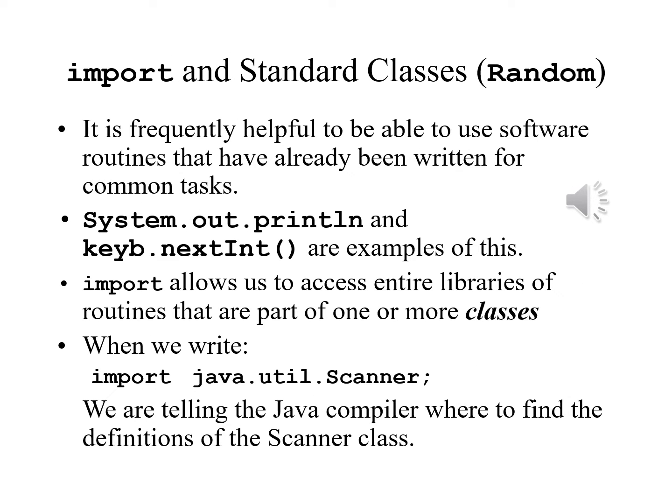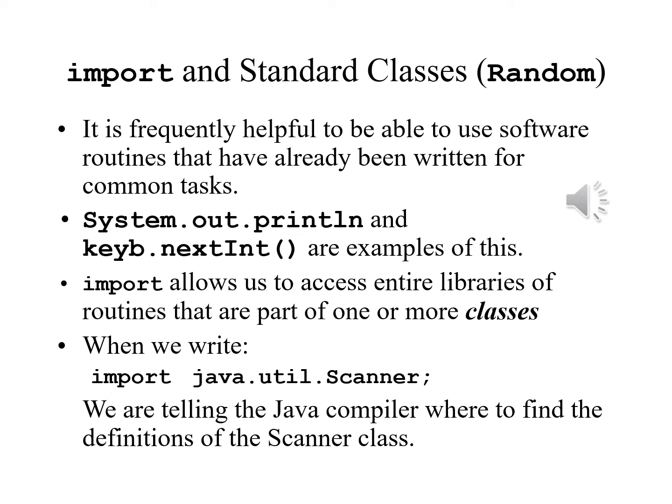Most modern programming languages include a series of libraries that provide users with software that can do certain common tasks, such as input and output, things like square root and some trigonometric functions. And System.out.println and keyboard.nextInt are examples of exactly this. We've already seen the import command, and what import does is allow us access to a series of libraries of routines that are available.